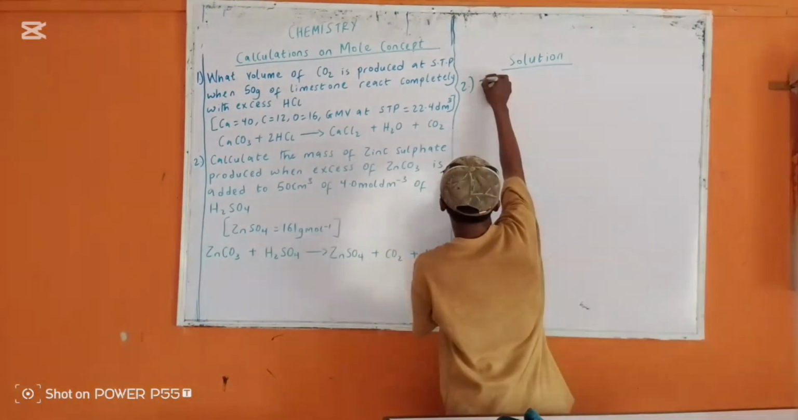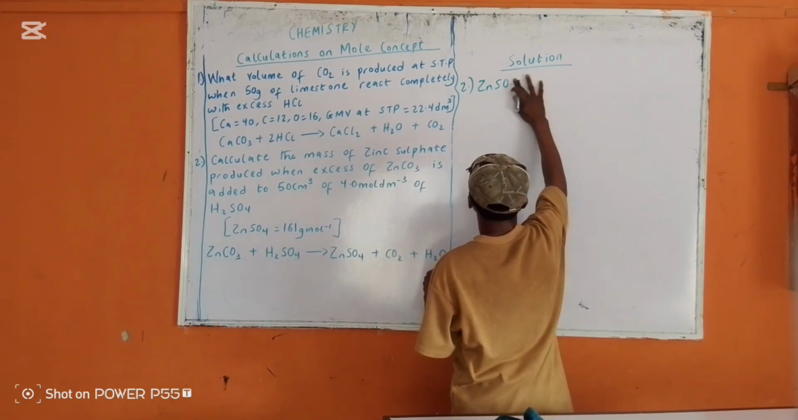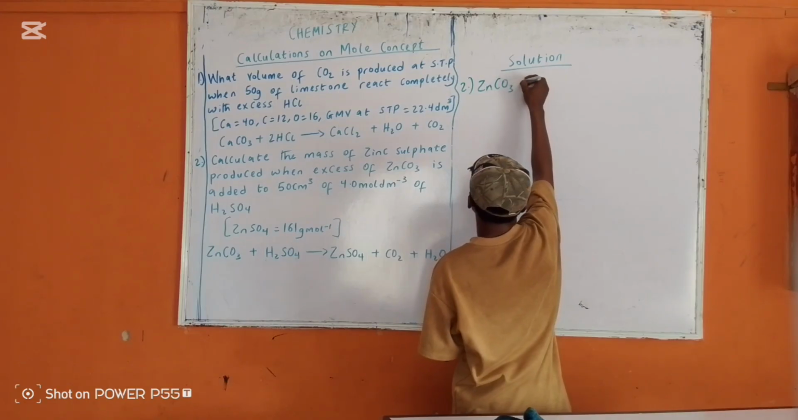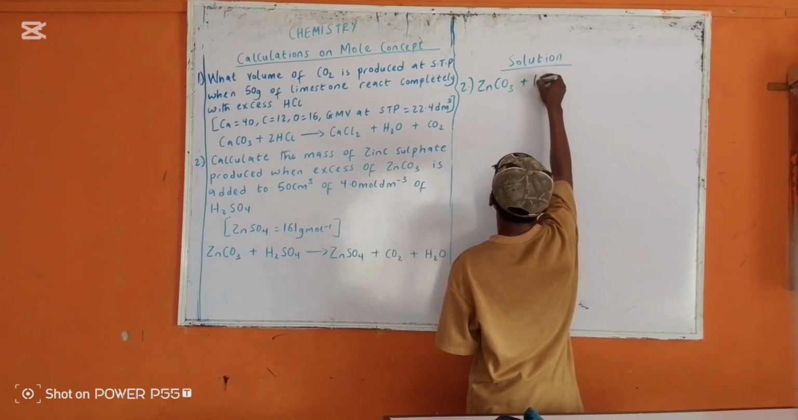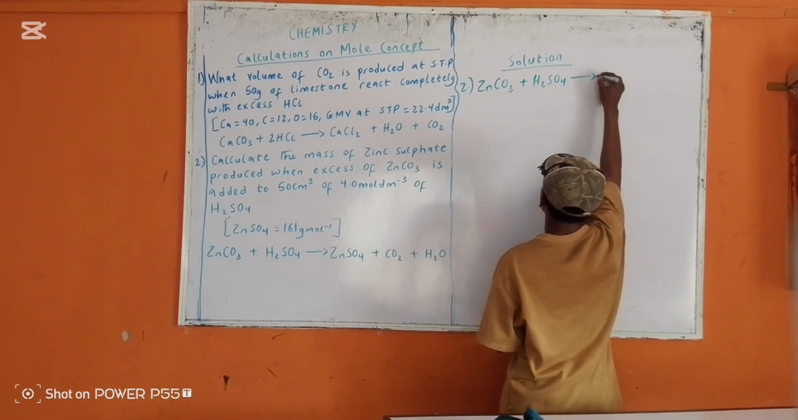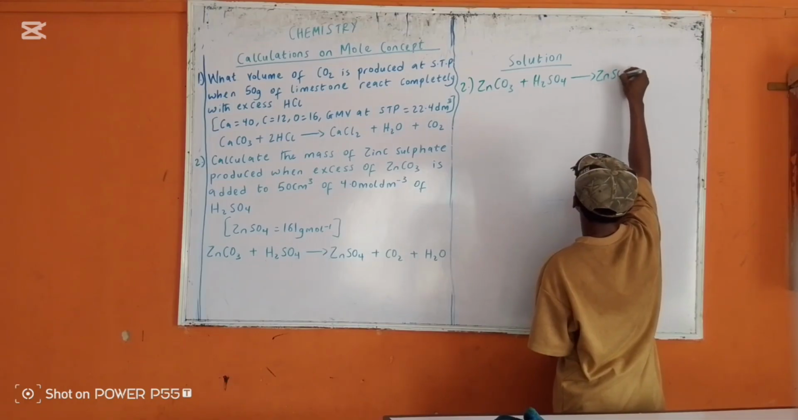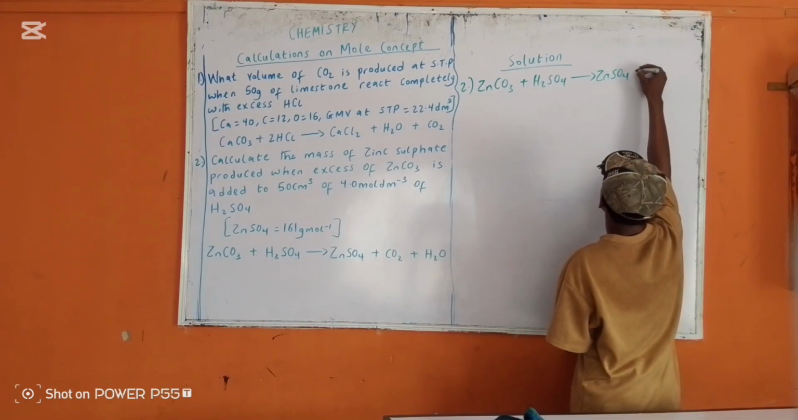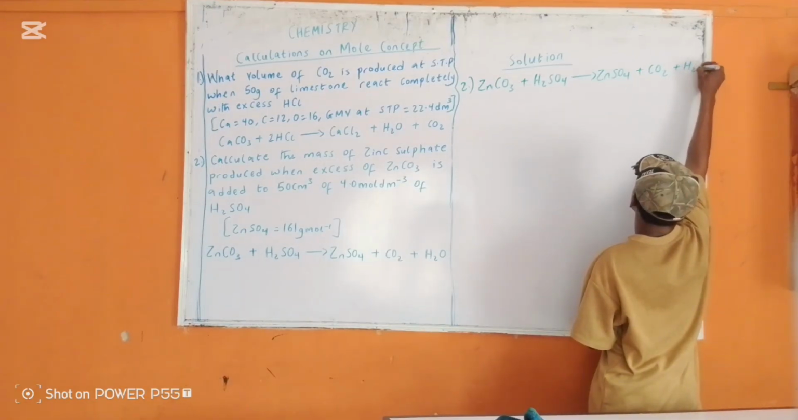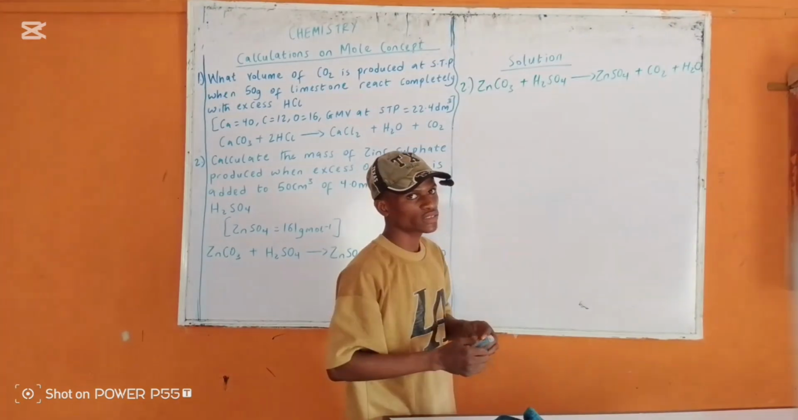So the equation now: zinc carbonate reacting with H2SO4 to liberate, so it's producing zinc sulfate, carbon(IV) oxide, and H2O. So let's check if it is balanced.